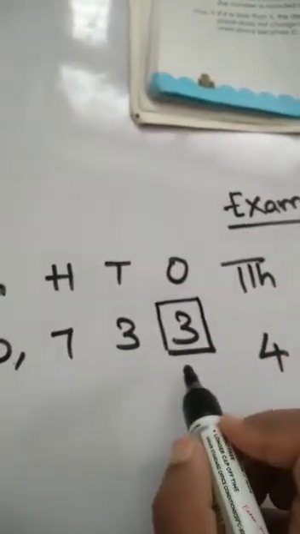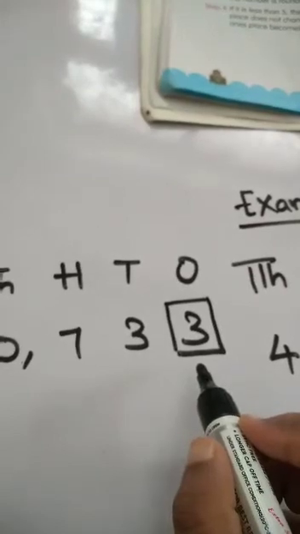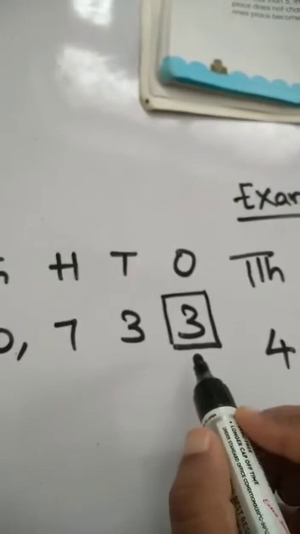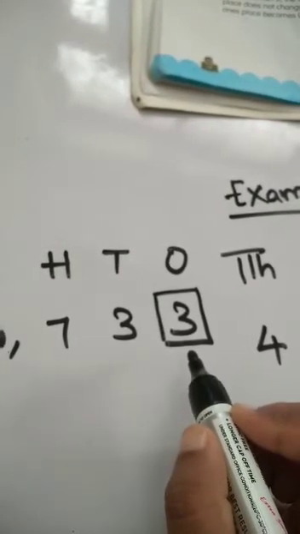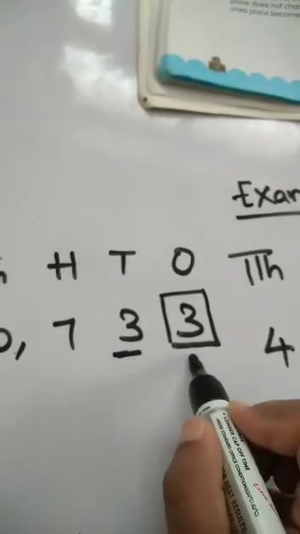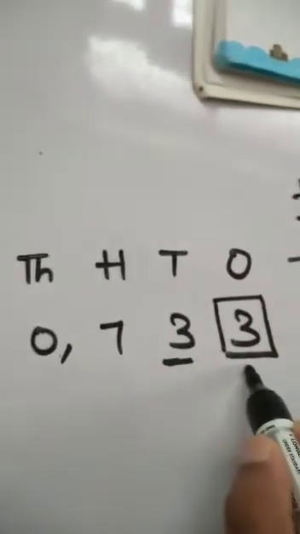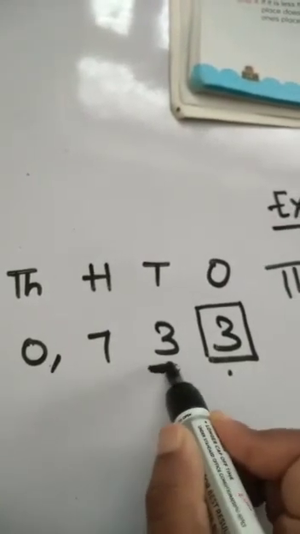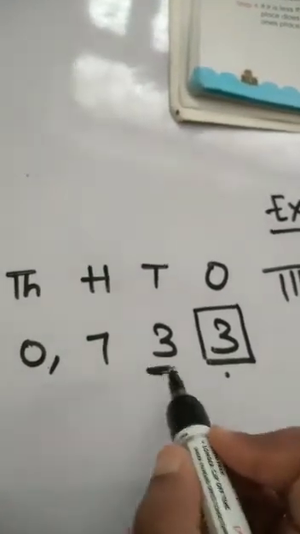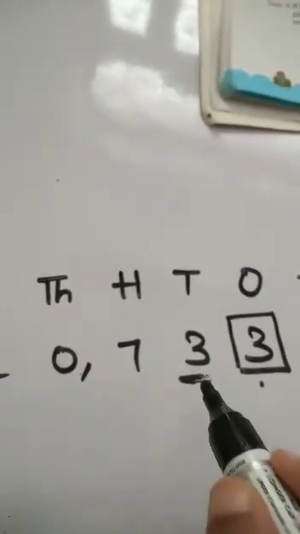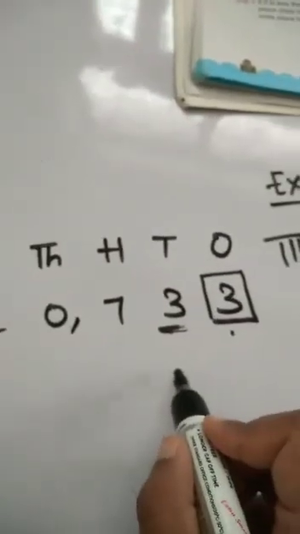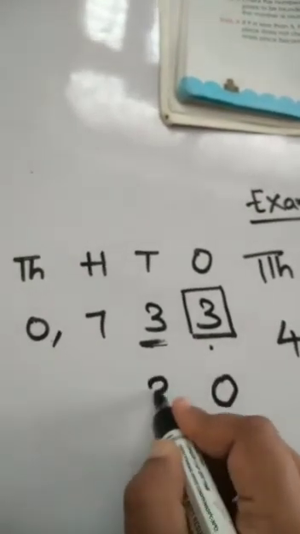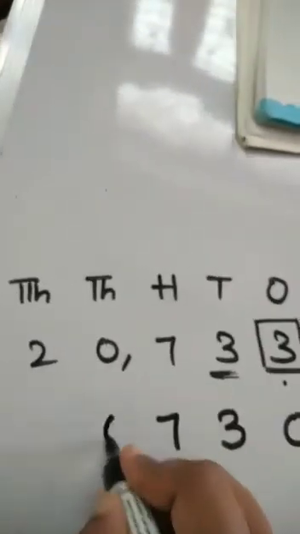Here 3 is there, but our condition is we have to check the number just on the right of the place to be rounded. If it is 5 or more than 5, the number is rounded off to the next 10, but it is 3, so it is less than 5, so the digit in the tens place does not change. Only if it is more than 5 do we add 1. If it is less than 5, this stays as it is, and the digit in the ones place becomes 0. We are not changing anything.